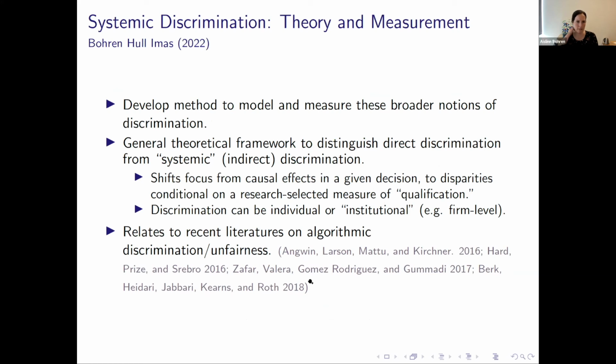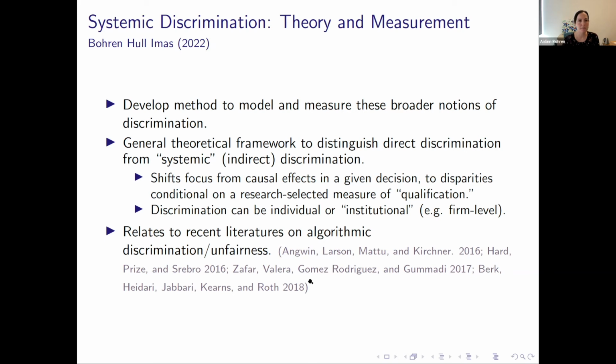In recent work with Peter Hall and Alex Emas, we have a paper that we should hopefully have as a working paper within the next week, called Systemic Discrimination: Theory and Measurement. We're developing a model to measure these broader notions of discrimination. We propose a general theoretical framework to distinguish between direct discrimination, the causal notion of discrimination often used in economics, and systemic or indirect discrimination.